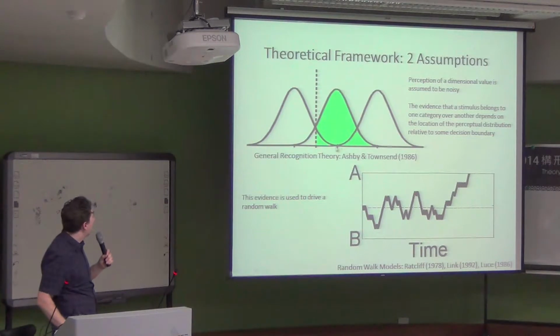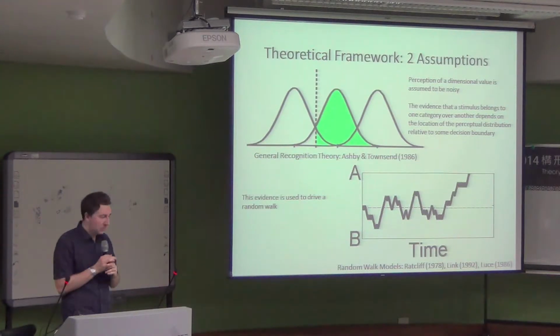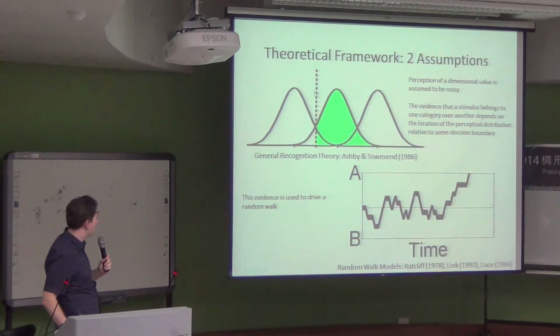And we can look at one of the boundaries along that dimension. These are representations of 3 different stimuli, and the values of one of the dimensions from those 3 different stimuli. And the perception of those particular dimensional values is assumed to be noisy, so we represent that by a normal distribution. And the evidence that a stimulus belongs to one category over another depends on the location of this perceptual distribution relative to this boundary.